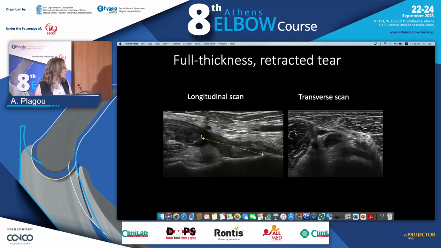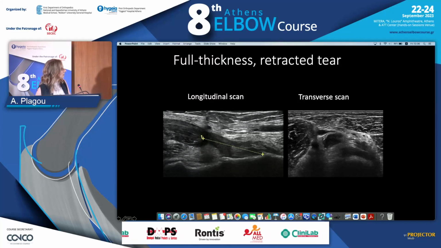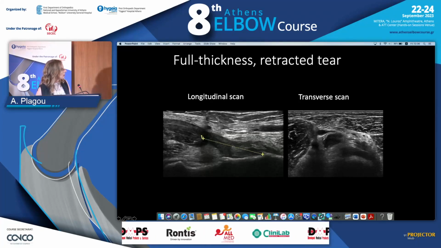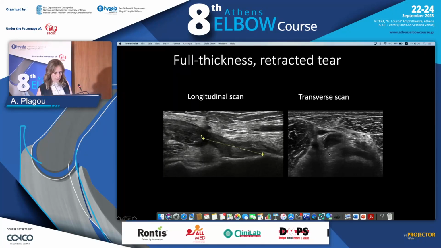So here is how a full thickness tear looks. We have the radial tuberosity. We see the tendon retracted. We can measure the retraction and mention it to the orthopedic surgeon so he knows. And then on the transverse scan, we see again this anatomic area being empty without any tendon fibers.